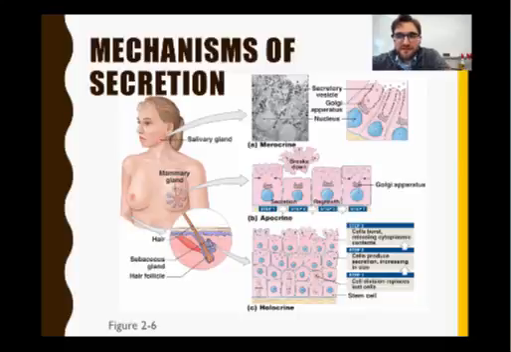Here we see each of these examples: the merocrine secretion, the apocrine secretion, and the holocrine secretion. We can see the step-by-step process that is responsible for the releasing of different materials in each of these images A, B, and C.